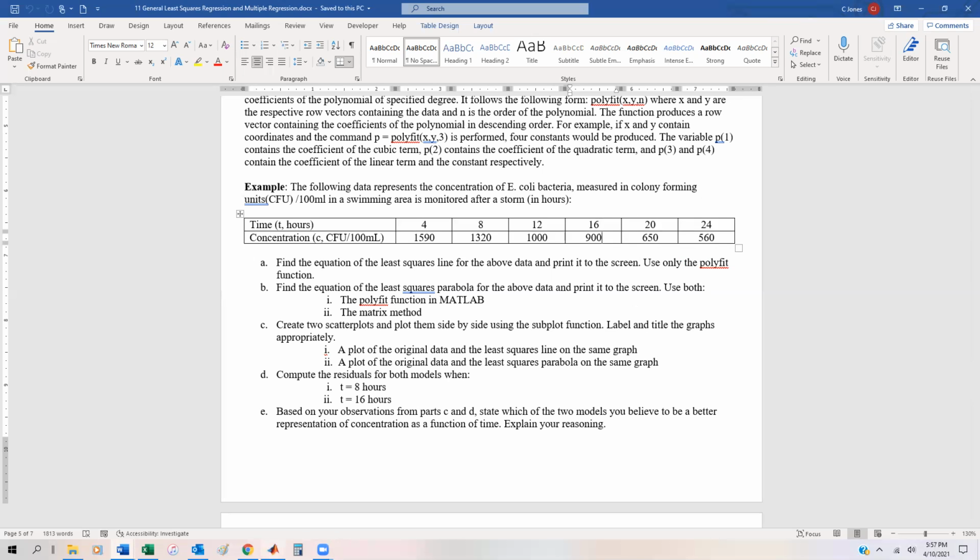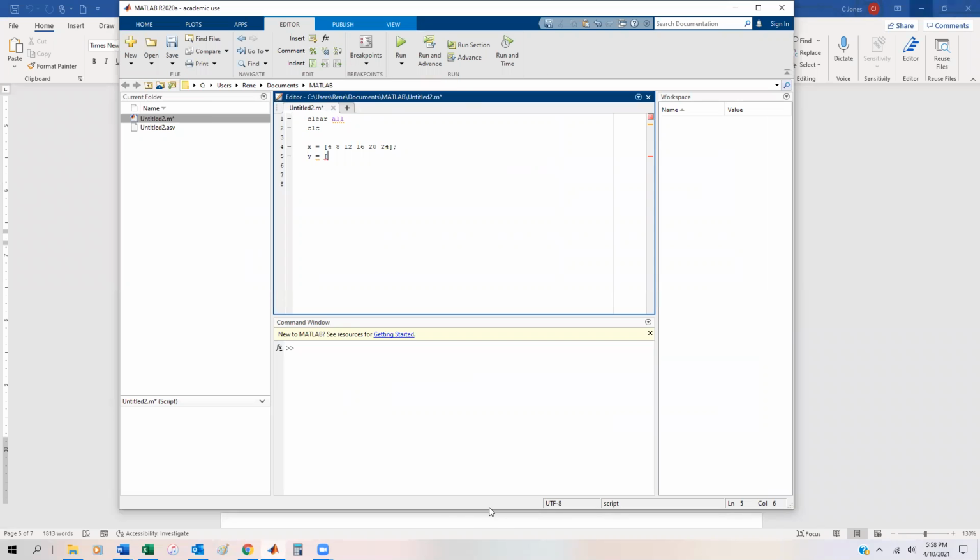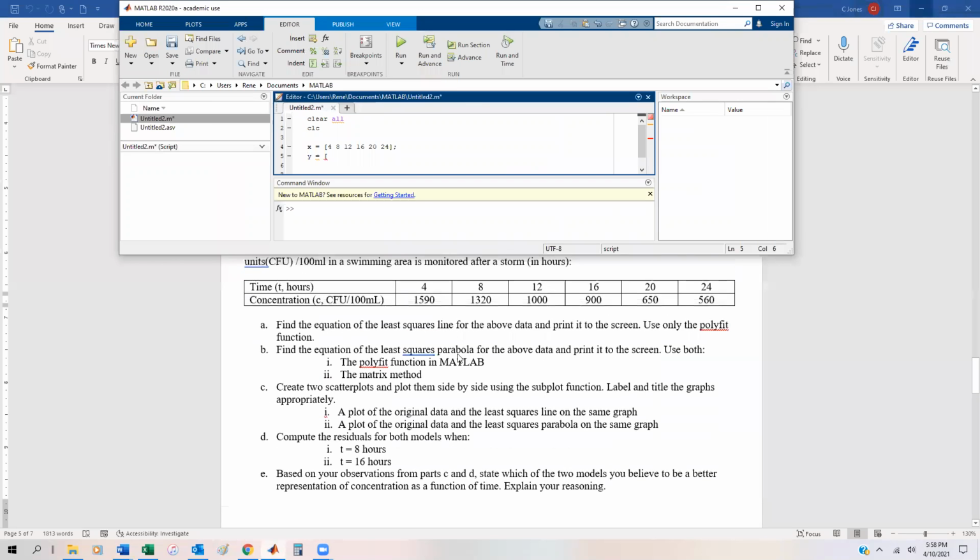So first thing we're going to do, let's go ahead and program or hard code the data into our MATLAB. So we're going to have X is 4, 8, 12, 16, 20, and 24. And Y is going to be equal to, now I'm going to flip back and forth, unfortunately, for this. Y is going to be 1590, 1320, 1000, 900, 650, and 560.